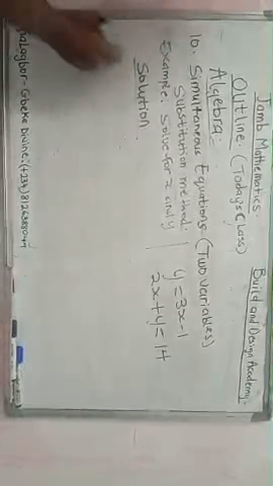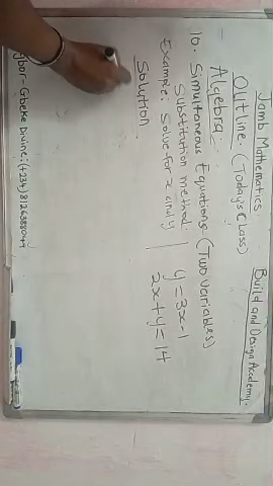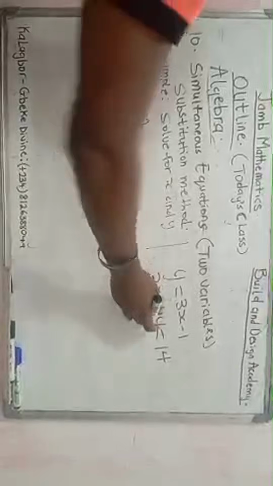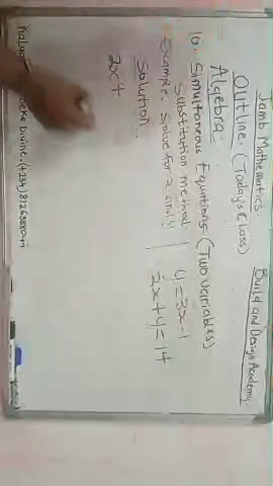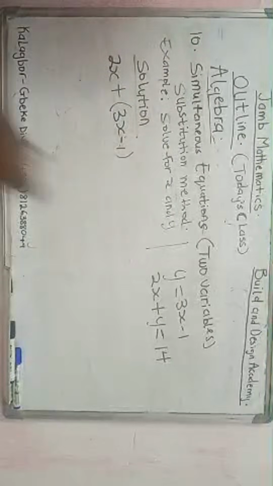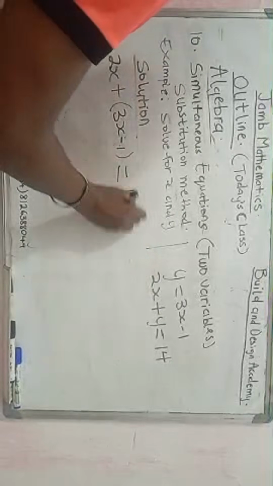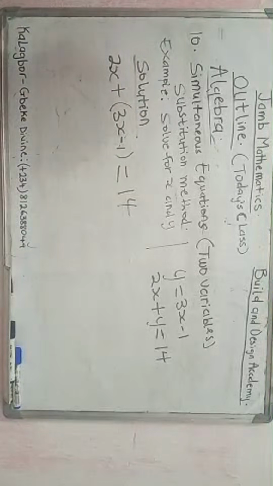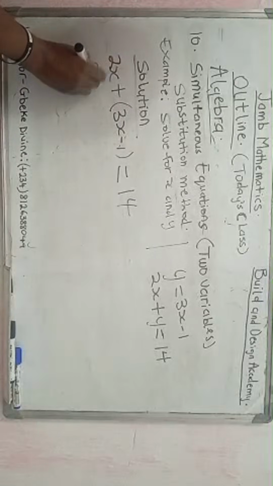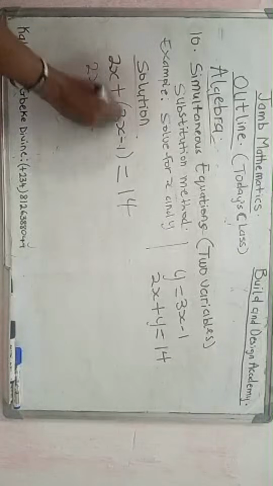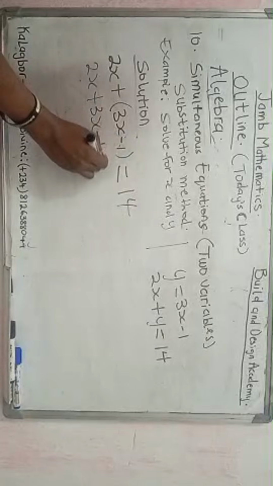So let's go. We now have 2x plus y. Now this y will take 3x minus 1, which is equal to 14. Next up, we'll expand this bracket. We'll now have 2x plus 3x, plus times minus 1 will give us minus 1, equals 14.